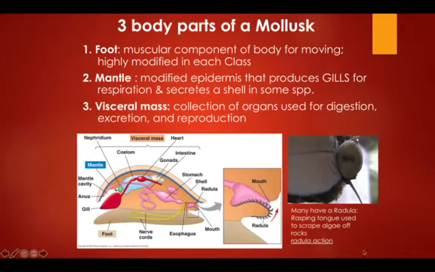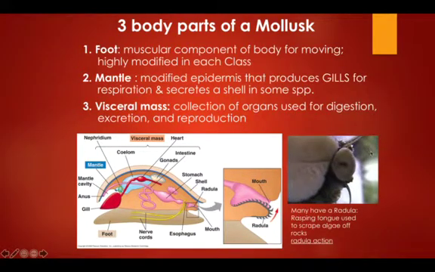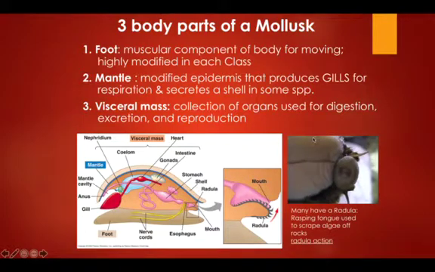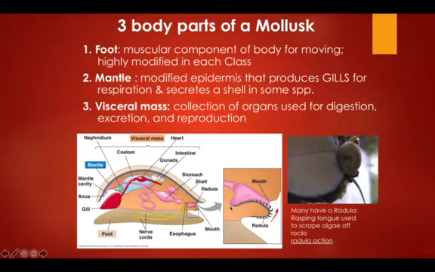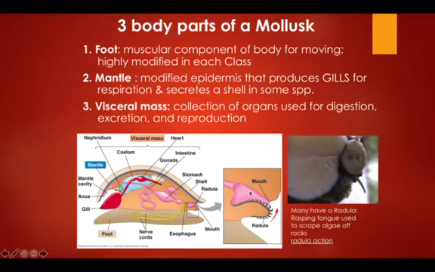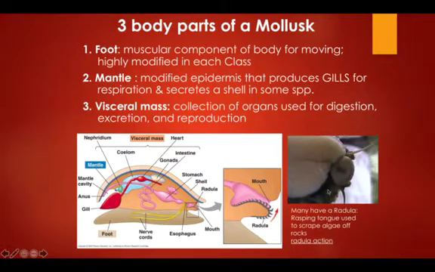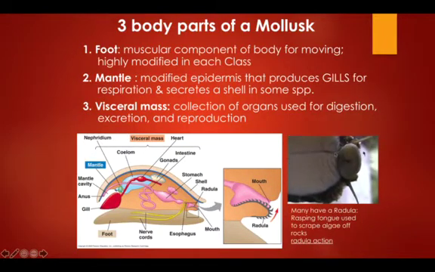Oh, I did have this GIF here. This is to show the radula. The radula is a common feeding structure that we see in slugs and snails, and it's like a rasping structure. So here's a cartoon picture of it, and this is a snail actually using the radula.